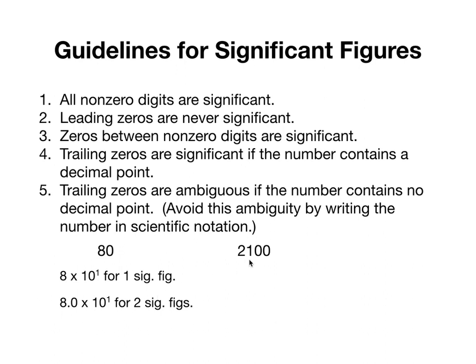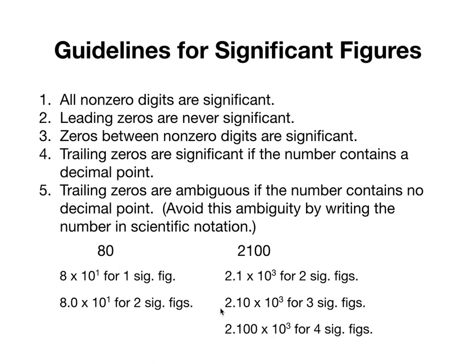So let's come over here to this. We know the 2 and the 1 are significant. If this number is supposed to have two significant figures, we would want to write it like this. If it has 3 significant figures, we would want to write it like this. And if it has 4 significant figures, we would want to write it like this.